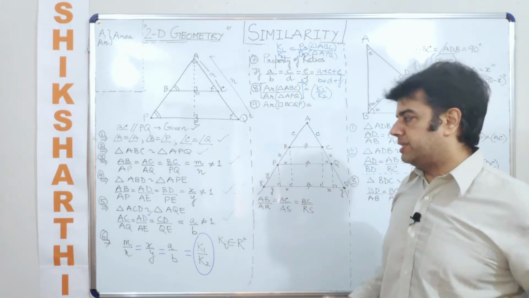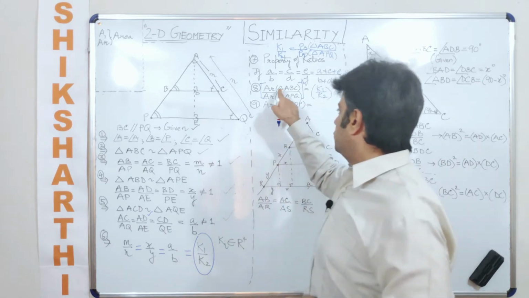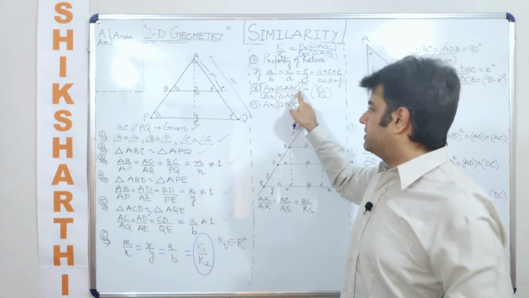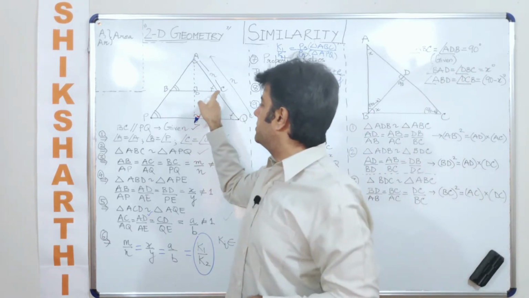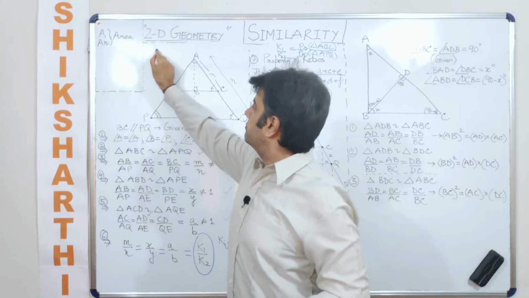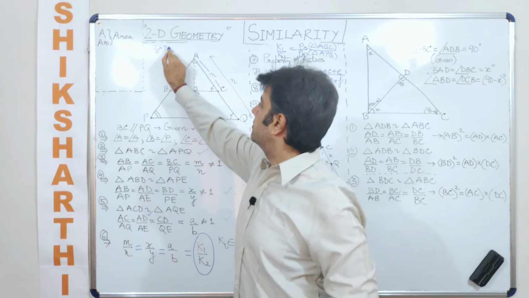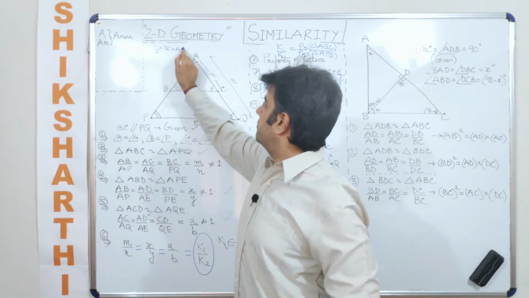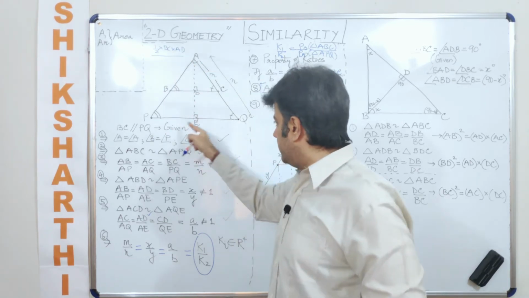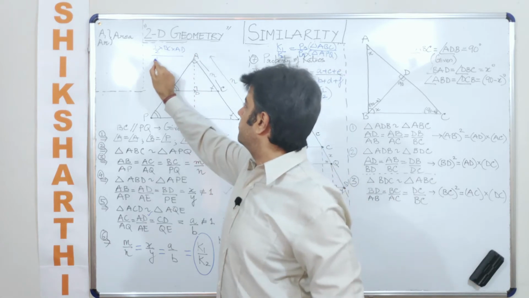So I'll repeat once again for your convenience. You can calculate the area of the triangle ABC. Now what is the area of the triangle ABC? You will say that the area of the triangle ABC is nothing but half into base into height, divided by the area of the entire triangle APQ, which is nothing but half into base into height.